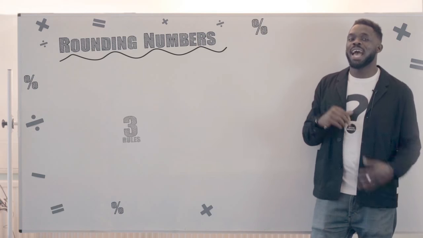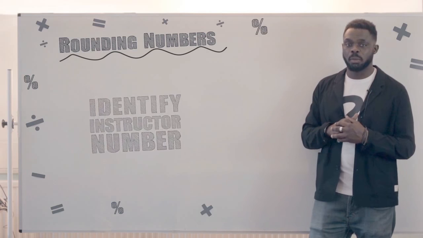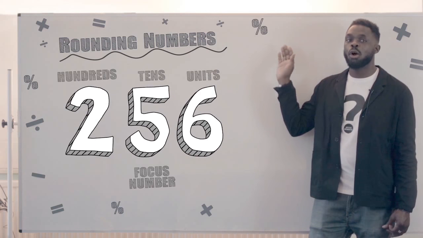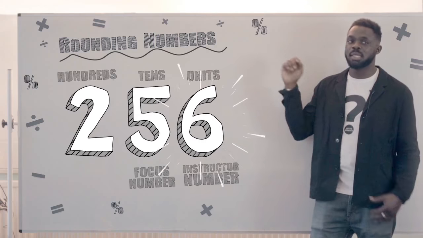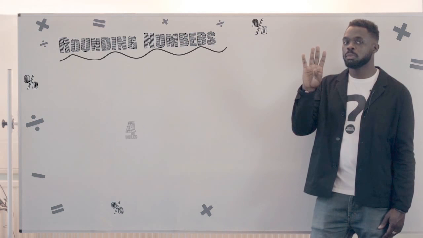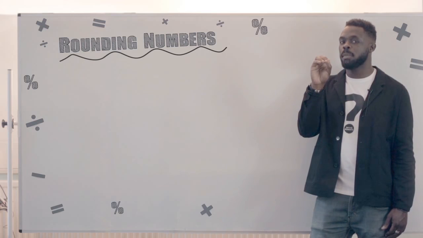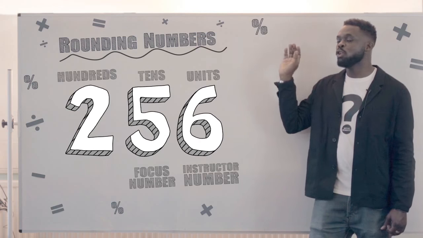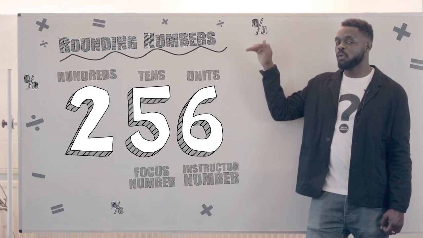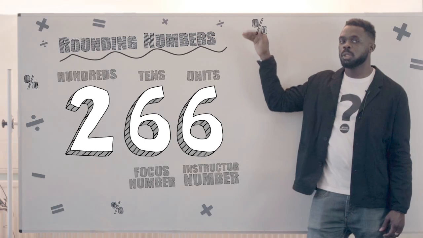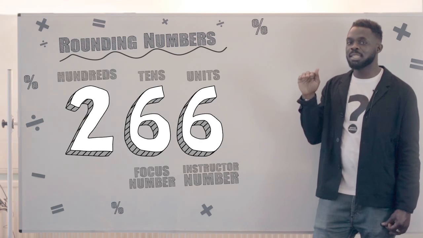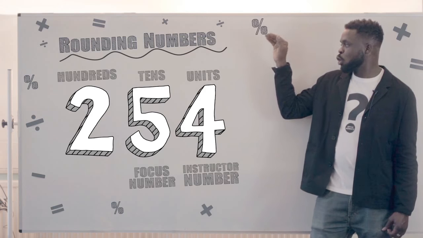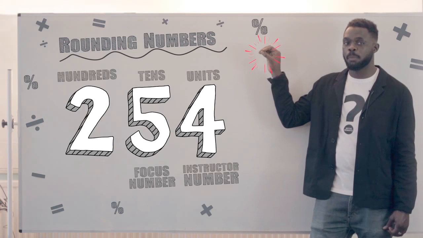Rule number 3, identify your instructor number. Now your instructor number is one number to the right of your focus number, which in this case is the 6. Rule number 4, if your instructor number is more than 5, you round your focus number, or you move your focus number up by 1. If your instructor number is less than 5, then your focus number stays the same.